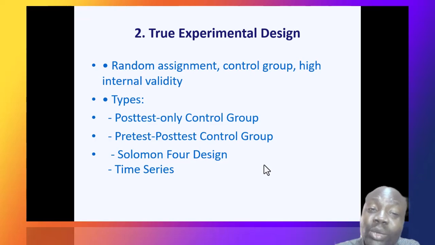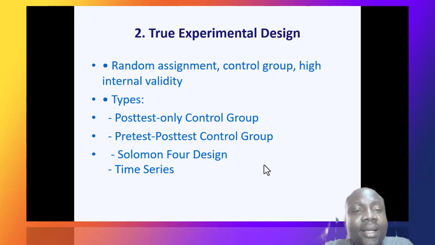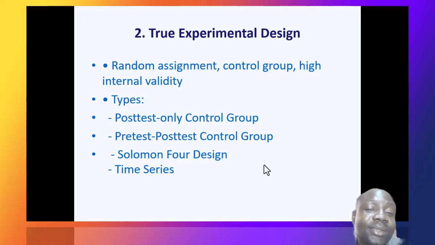Then we have the true experimental design. The true experimental design is that type of design that allows for random assignment and there is a control group. In the pre-experimental, there's nothing like random assignment, and there is no control group in the case study and one-shot pre-test, post-test.